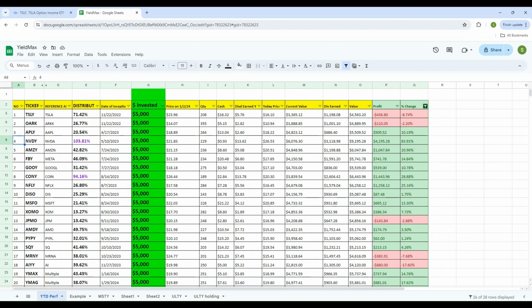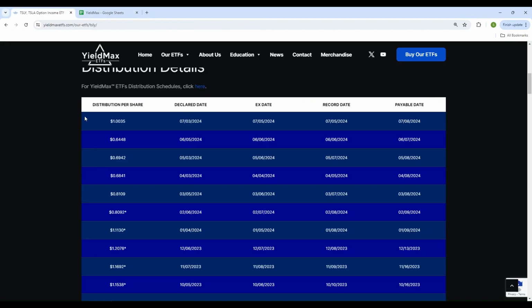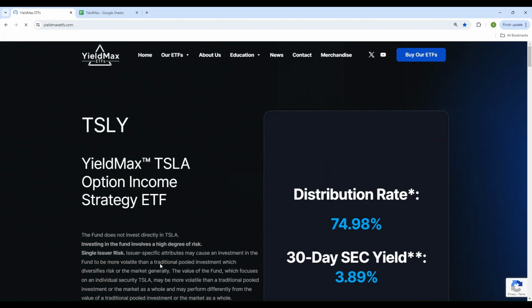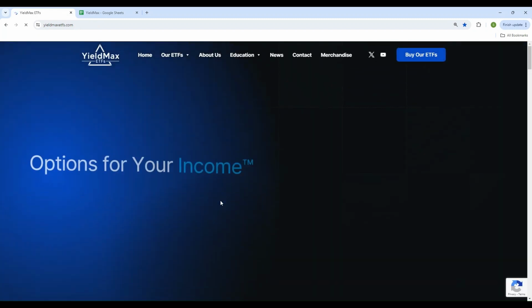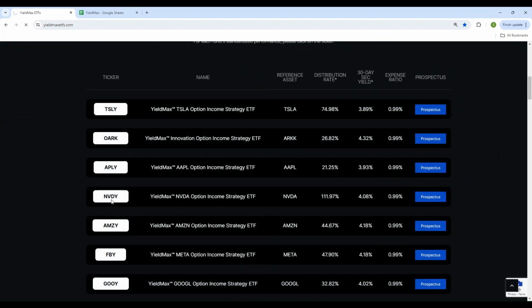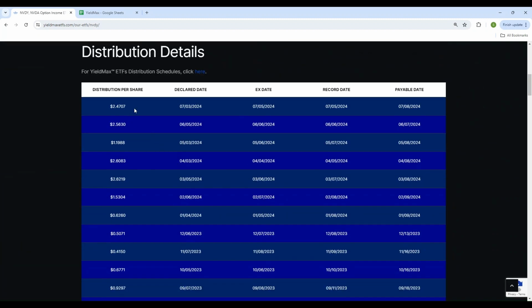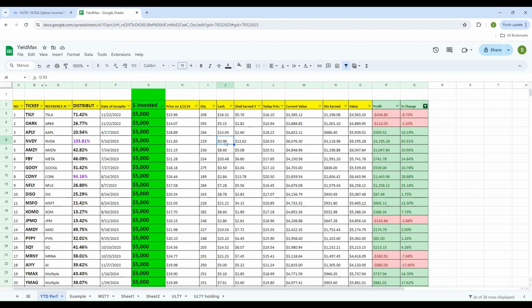Let's take an example of NVIDIA. I invested $5,000. The price of this stock was $21.83. I could only buy 229 shares. This is what I'm left with in cash. And if you go back and look at the dividend for the year to date, you make $13.62. And the price of NVIDIA stock is $26.53. So if you multiply $26.53 by the 229 shares that you have, it turns out to be $6,000.